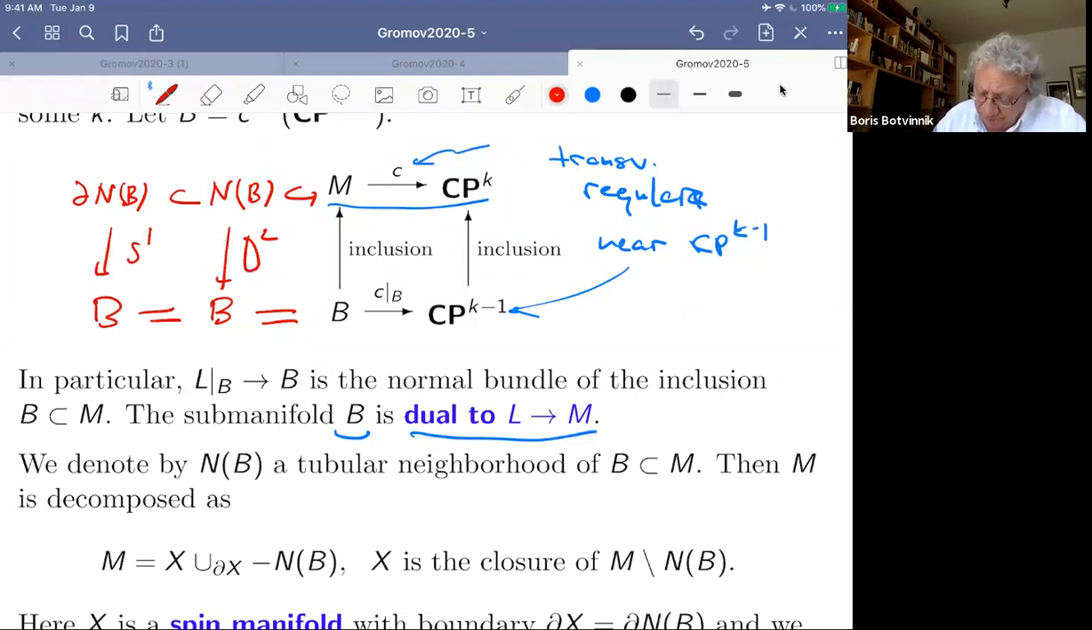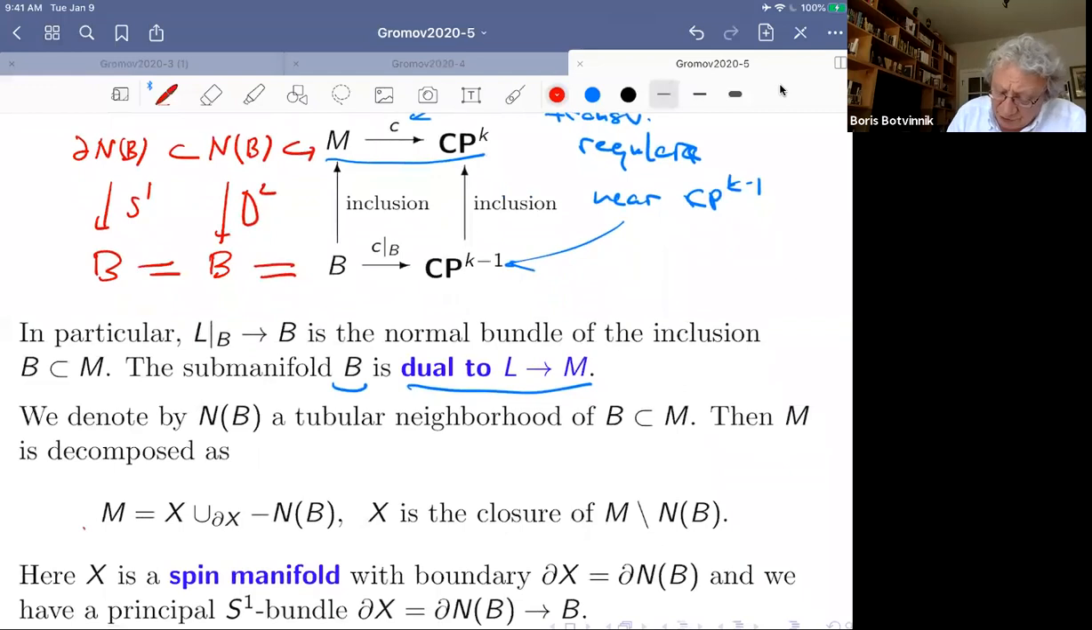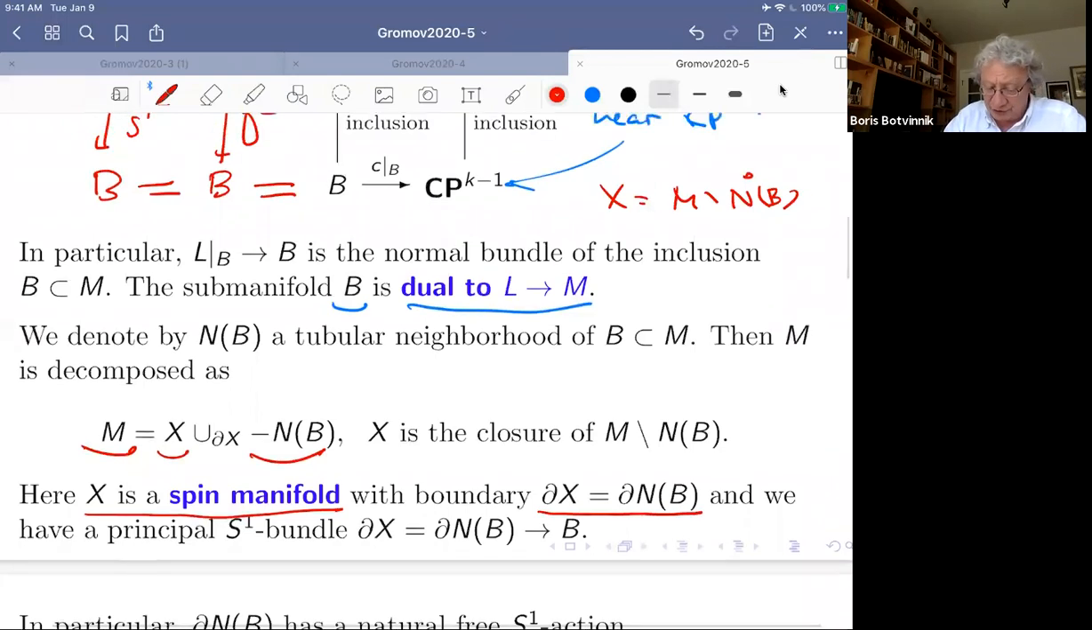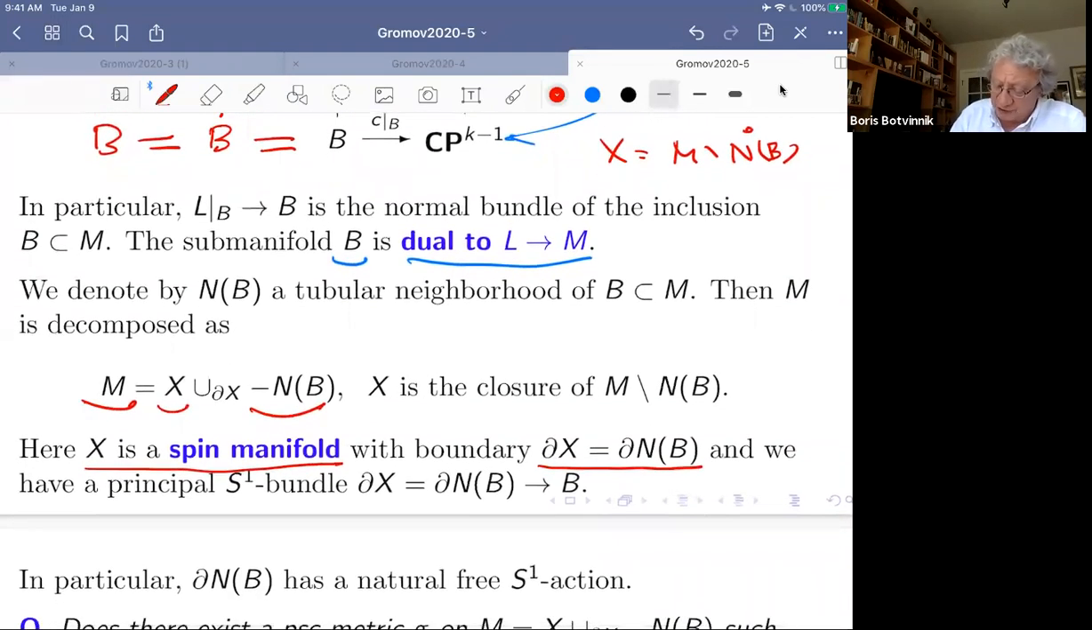Then we put this together, so we have a decomposition of M into two pieces: X, which is M without the interior of the tubular neighborhood of B, and we glue it together with this tubular neighborhood. What is interesting, one can show quite easily that X is a spin manifold, and the boundary is also spin, and the boundary, as we already noticed, is the total space of the principal circle bundle over the base B.